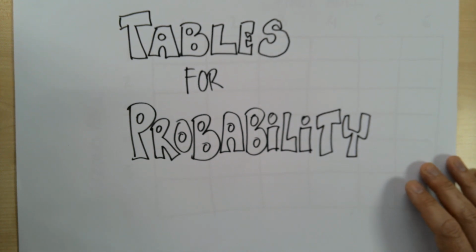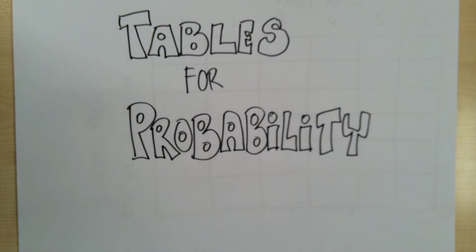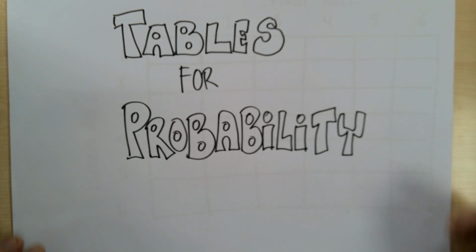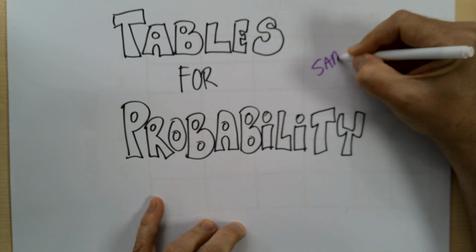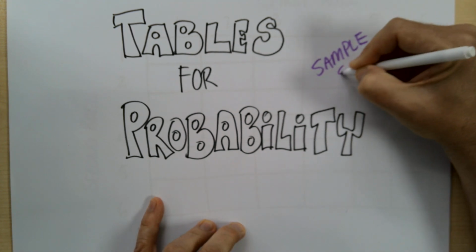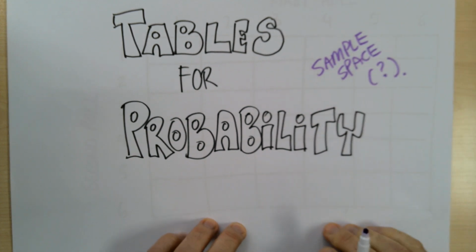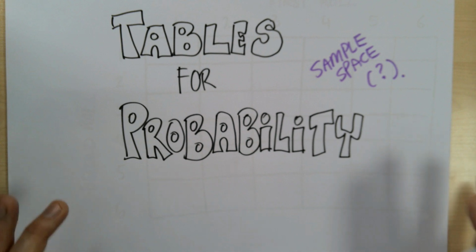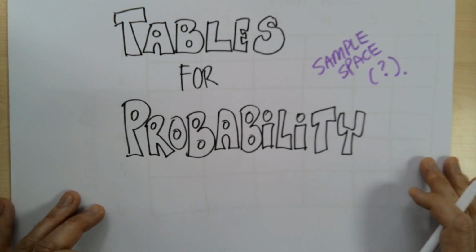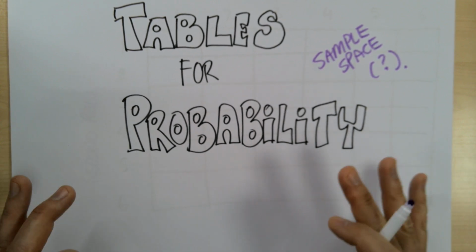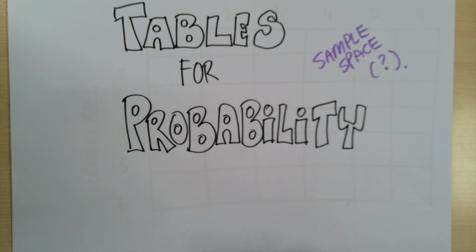Okay, so moving on with probability, we're going to look at using tables in probability. What we're trying to do here is figure out what the sample space is. The big question is, what exactly is the sample space? In other words, what is possible? What are all the different things that are possible? Tables are just one way to do that.